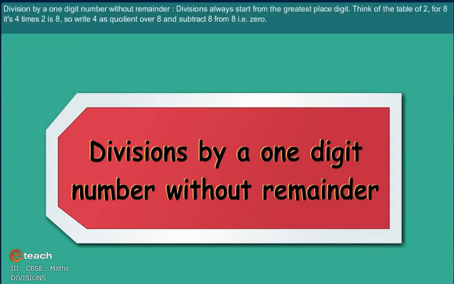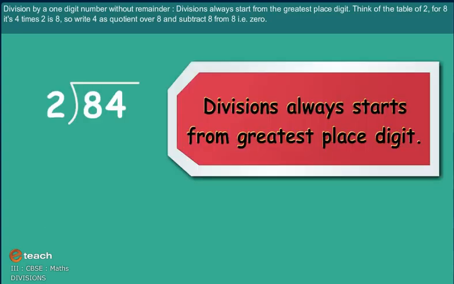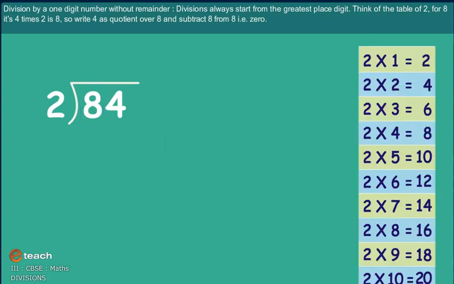Divisions by a one-digit number without remainder. Information box: divisions always start from the greatest place digit. Think of the table of 2. For 8, 4 times 2 is 8. So write 4 as quotient over 8 and subtract 8 from 8, which is 0.